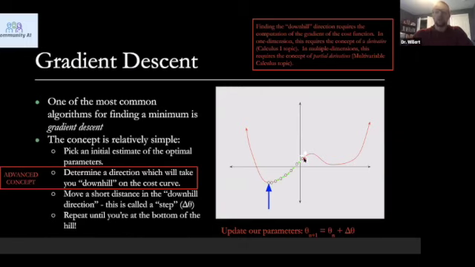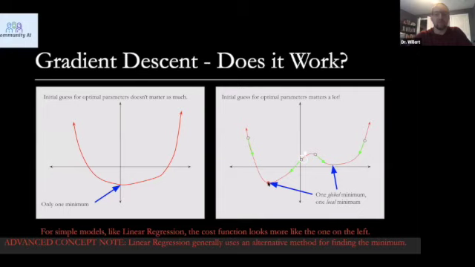So we just repeat this process, starting from our initial point, taking one step at a time. So these are our first parameters. We'll call those theta 0, then theta 1, then theta 2, then theta 3, theta 4, and so on until we finally converge on this point at the bottom of the hill. All right, easy enough. So here's a question, does it work? Well, the answer is kind of yes and kind of no.